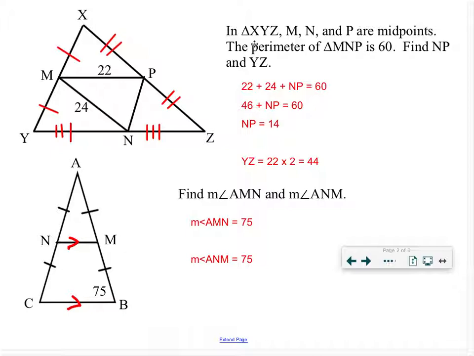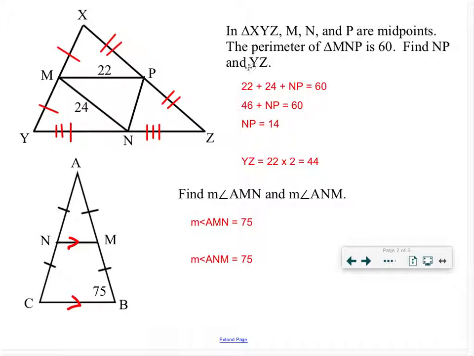The perimeter of triangle MNP is 60. Okay, well the perimeter is when you add all the sides together. So here's triangle MNP. So trace that out. So I know if I add 22, 24, and the mystery side here, NP, I should get 60. So you can see I solved that equation and I got that NP was 14.